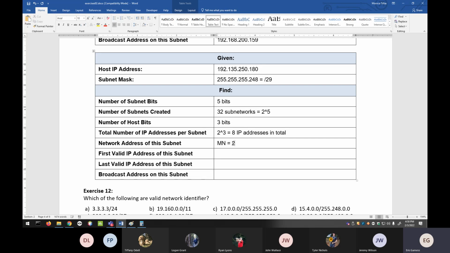So the magic number will be what? 256 minus 248. And 256 minus 248 is 8, which means that we have to go by step of 8. If we go by step of 8, it means that the 4th byte has to be a multiple of 8 if it's a subnetwork. So what is the multiple of 8 that is closest to 180?